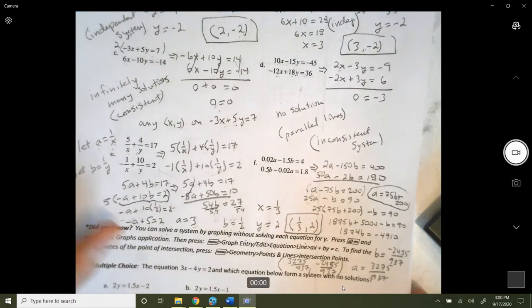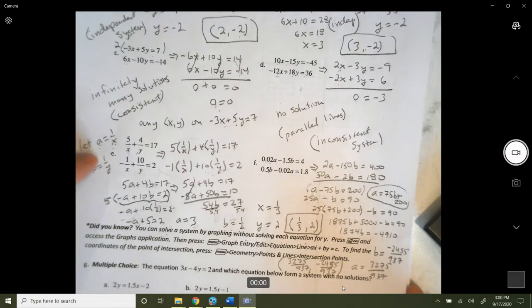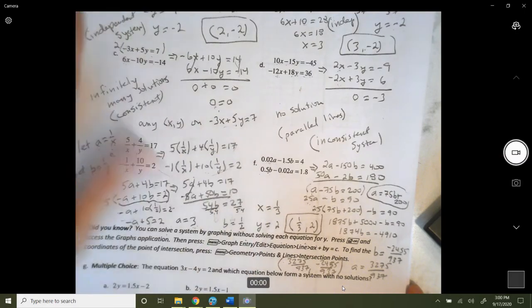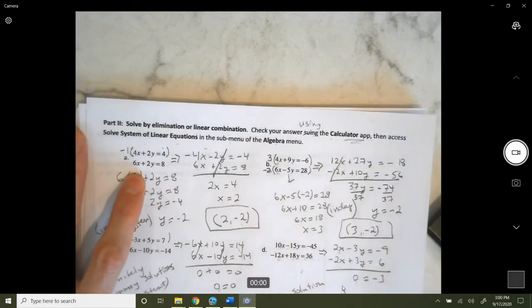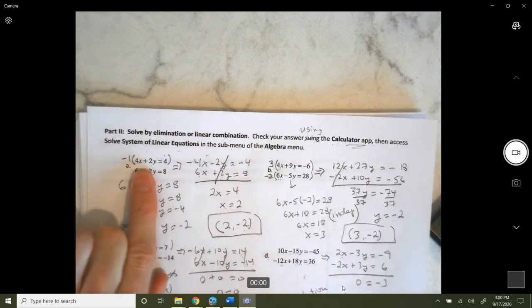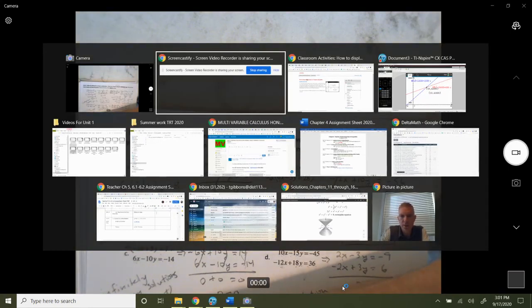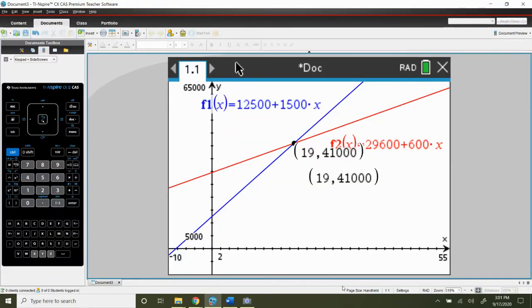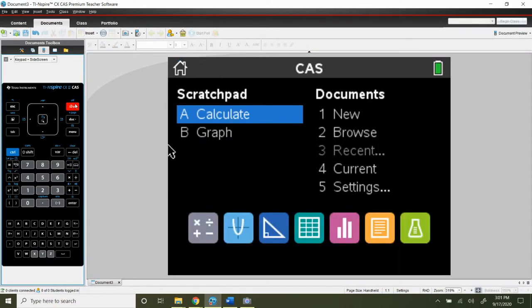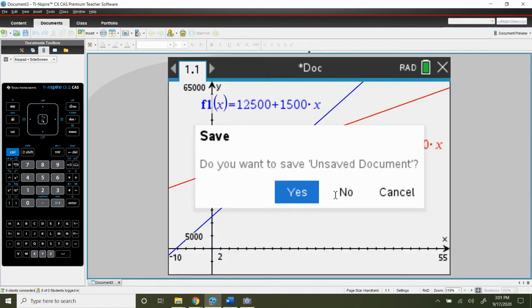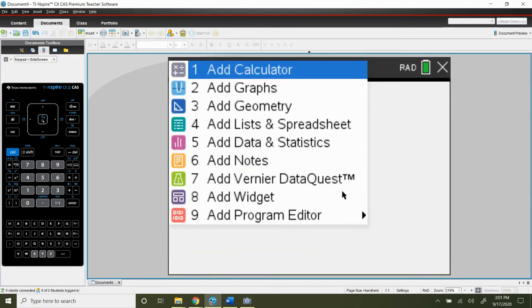So let's go to one like, let's do A. Let's just go back to the first one. 4x plus 2y equals 4. 6x plus 2y equals 8. I'm going to show you how to do that on your calculator. Okay, so you can go to your calculator. I'm going to go to the home screen. And I'm just going to do a new document.